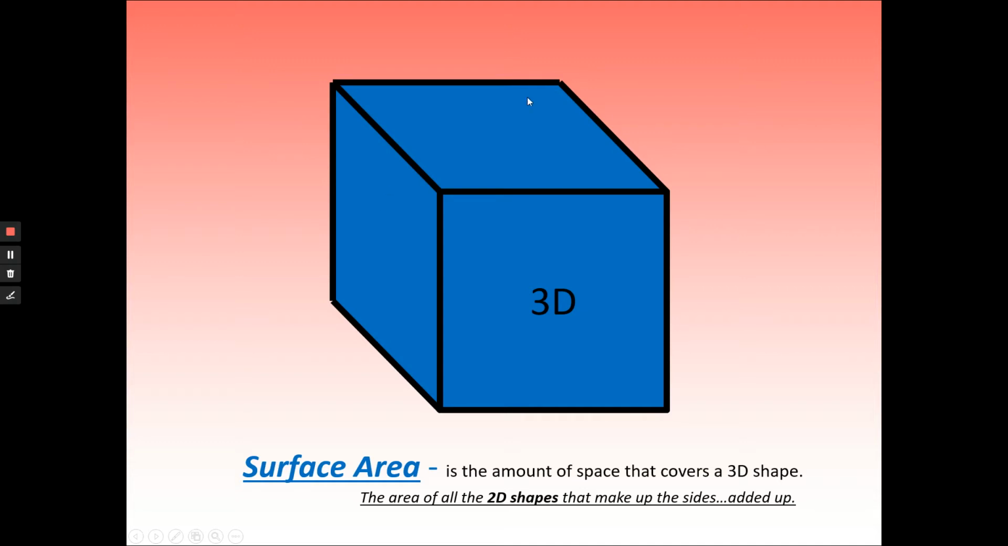Everything on the outside of a three-dimensional shape is going to be a two-dimensional shape that we're looking at. So in order to figure out the surface area, we've got to get the area of all the 2D shapes that make up these sides and add them all up.